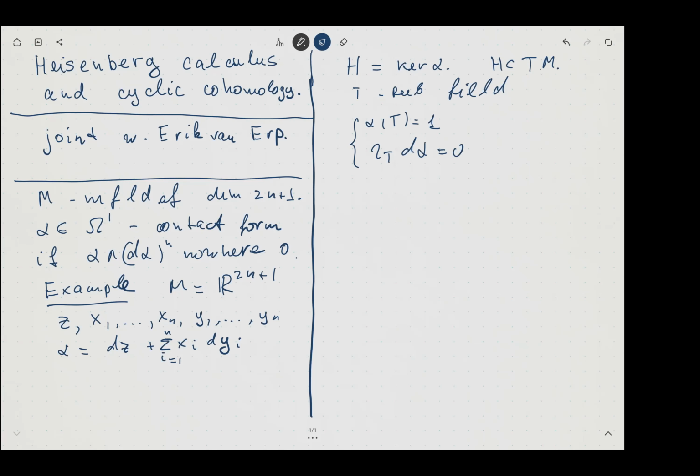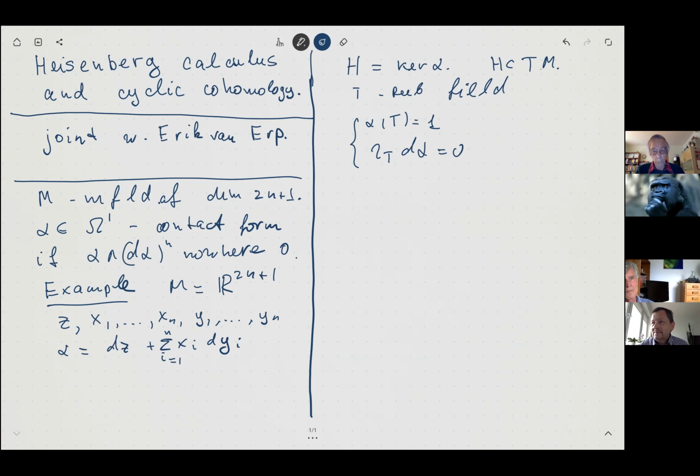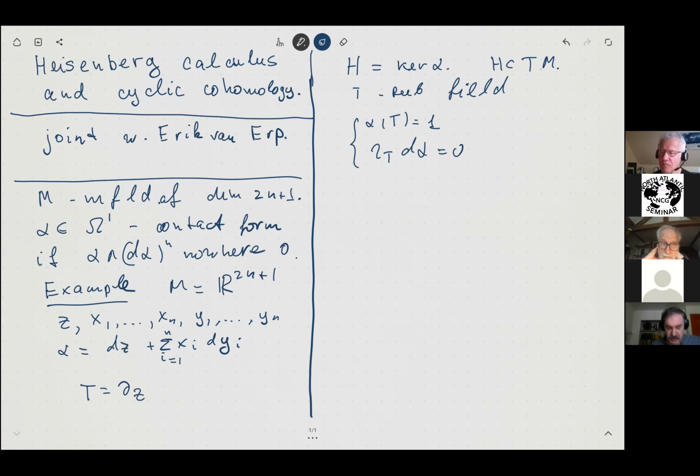So in the example, in the canonical form, here d by dz is a Reeb field. And the tangent bundle splits as a direct sum of H plus the one-dimensional subspace spanned by T. Okay.